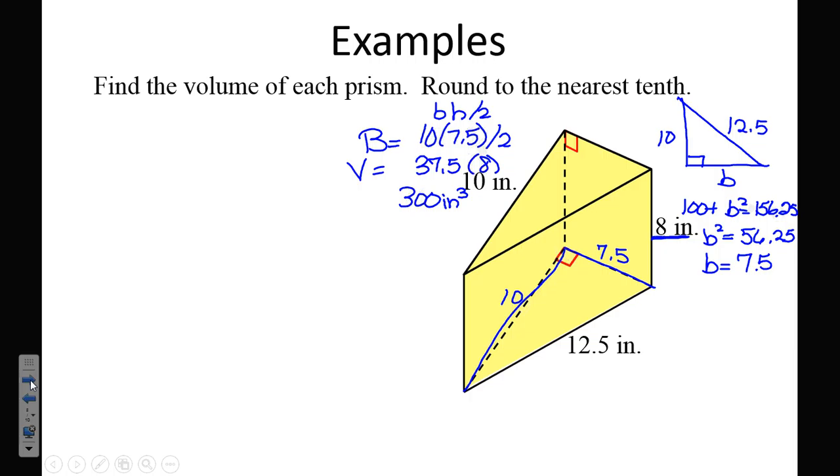We can't get enough of them that come out to nice, neat numbers. There are always going to be decimals somewhere, unless we only deal with rectangular prisms. Okay, let me stop recording here, and away you go.